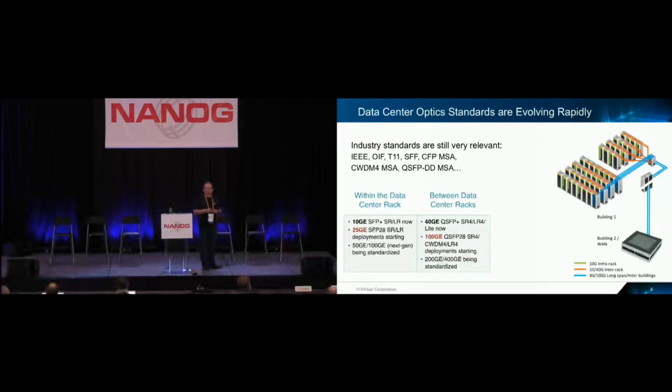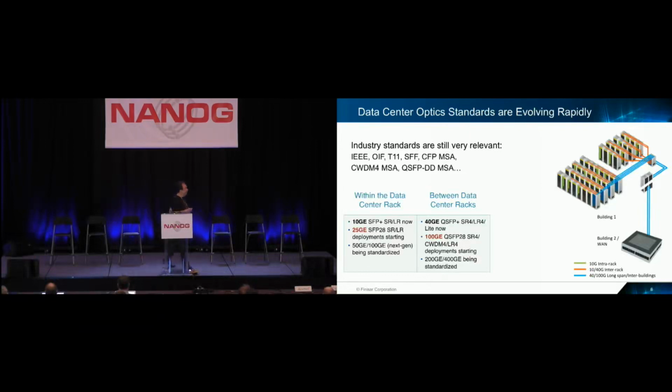Between data center racks or switch to switch, 40G is still pretty much being deployed in many data centers. However, 100G, as the previous speaker said, is massively being deployed now by the big clouds, 100G QSFP28s, multi-mode, single-mode, all kinds of different interfaces are being deployed. And next generation speeds are already standardized.